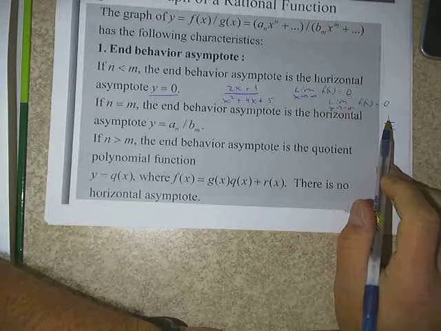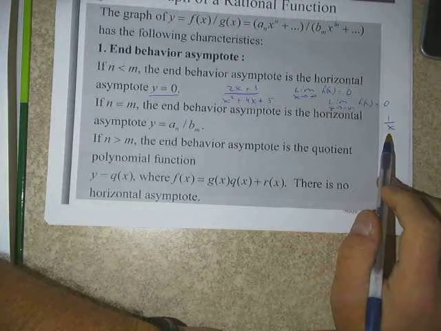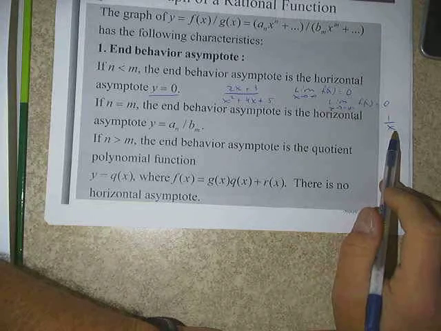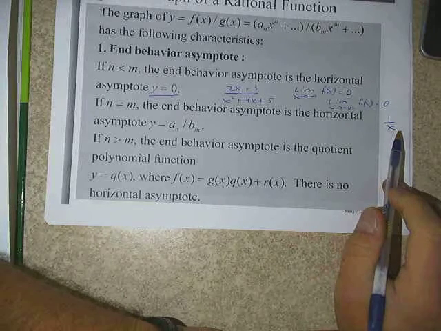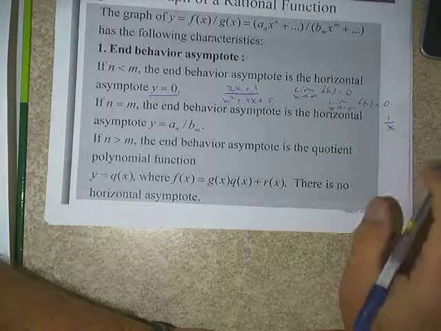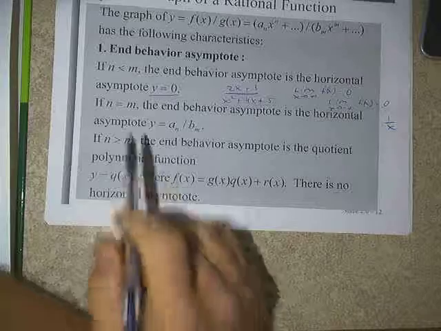Similarly, if we had something like our parent function 1 over x, same deal. 1 doesn't grow, but x gets bigger as it goes to the right. This is going to be 1 over big numbers, which is going to create 0 algebraically, which is why we have a horizontal asymptote of y equals 0.